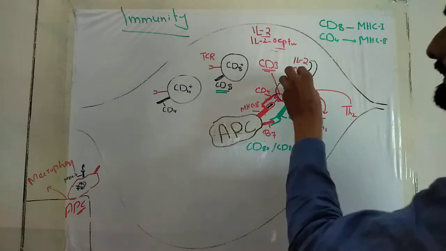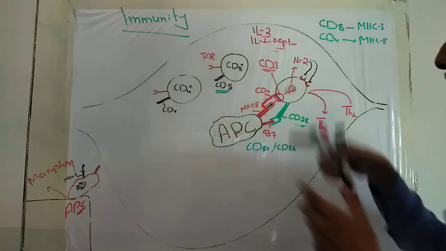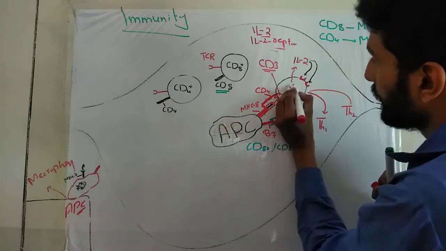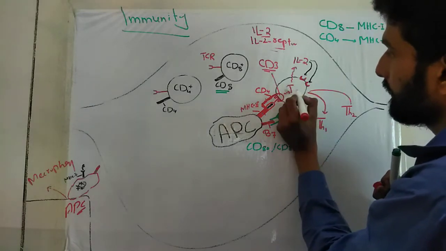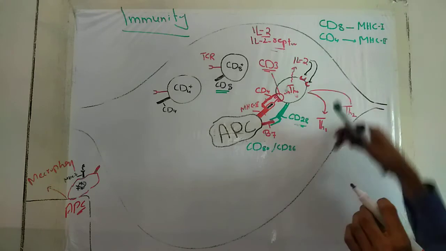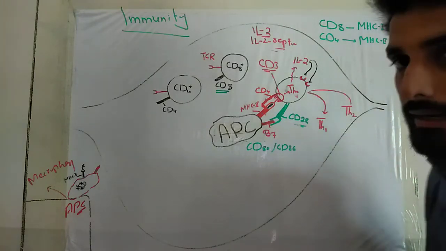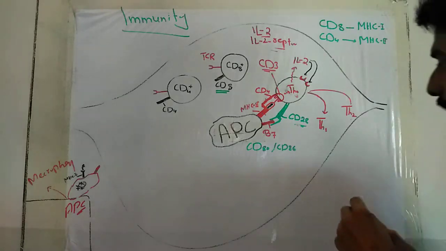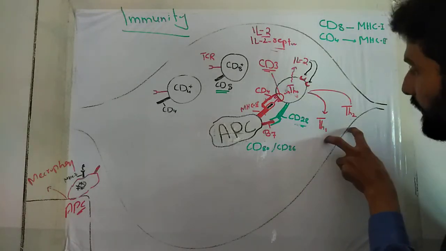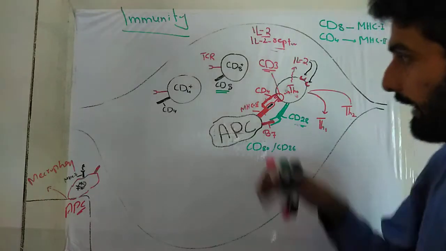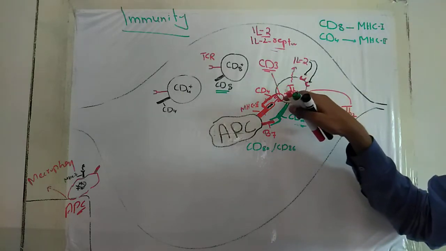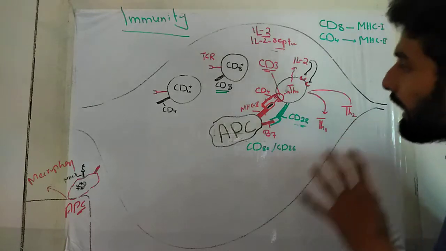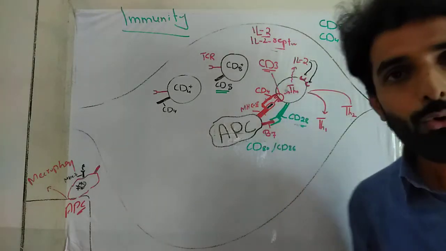How will this Th0, now I am removing the nucleus and I am writing here Th0. This Th0 will get converted into Th1 and Th2. Well, let me tell you briefly the function of these two, then I will explain how this Th0 will get to know whether I have to convert into Th1 or Th2.